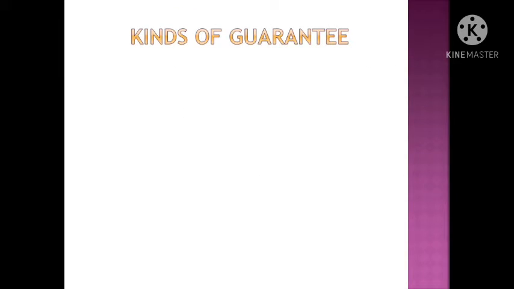Now let us see what are the kinds of guarantee. A contract of guarantee may be classified into two types: specific guarantee and continuing guarantee.